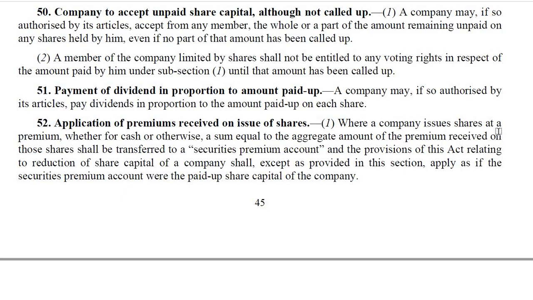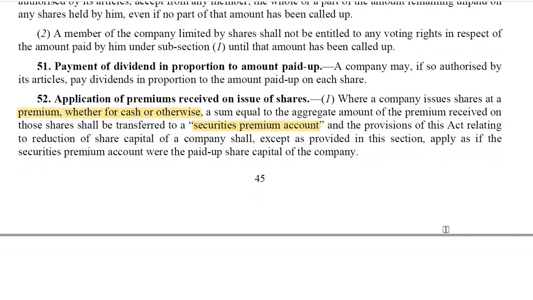Where a company issues shares at a premium, whether for cash or otherwise, a sum equal to the aggregate amount of the premium received on those shares shall be transferred to a securities premium account, and the provisions of this Act relating to reduction of share capital of a company shall, except as provided in this section, apply as if the securities premium account were the paid up share capital of the company.